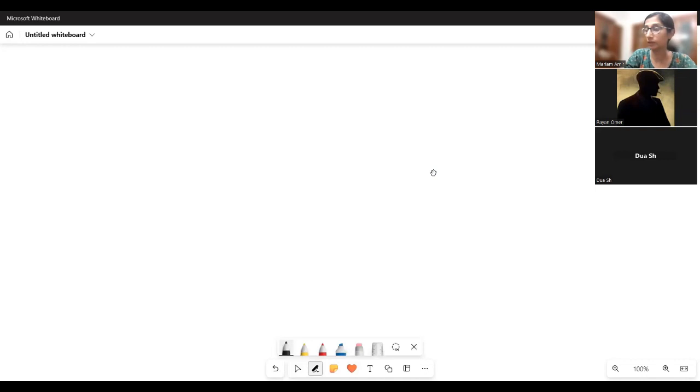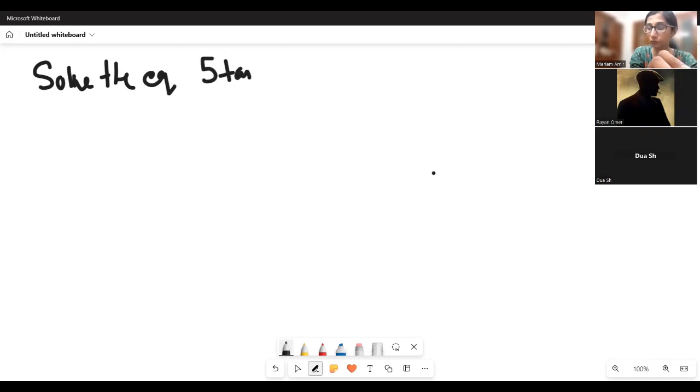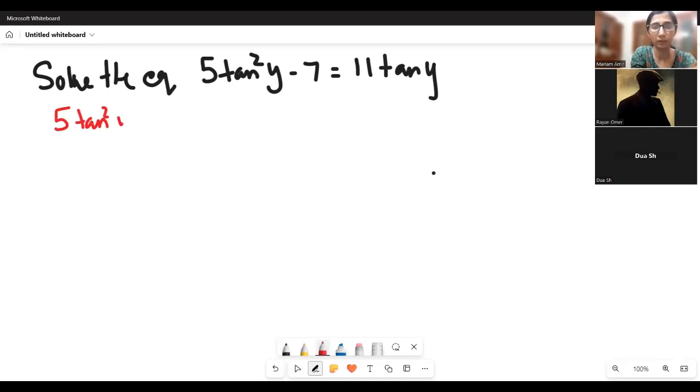So the second last thing about trigonometry is you'll see questions like this in the exam. Solve the equation 5 tan squared y minus 7 equals 11 tan y. I'm going to rearrange this and I get 5 tan squared y minus 11 tan y minus 7 equals 0. I hope you can tell that this is a hidden quadratic equation.